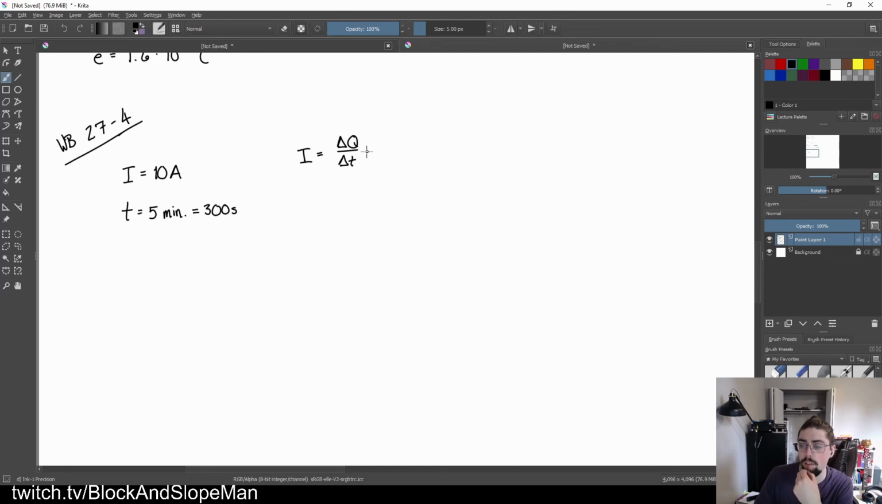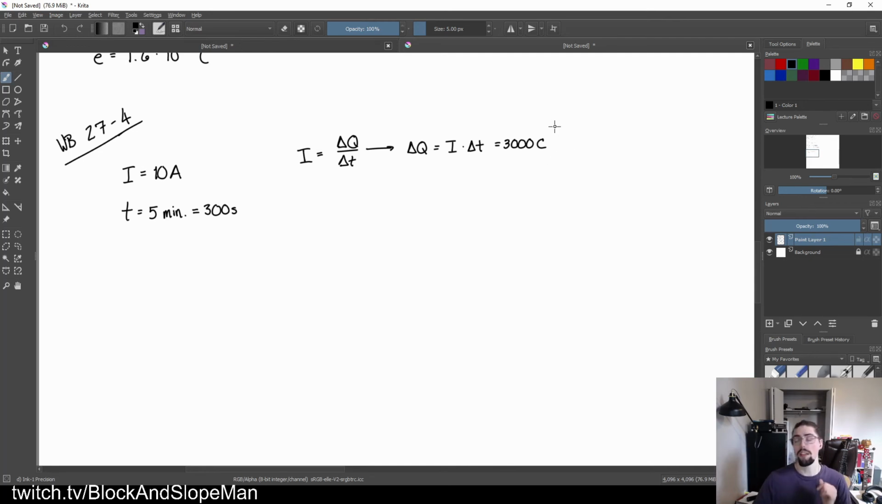If I'm interested in finding how much charge moves through, I could rearrange this and say, okay, well then delta Q, how much charge moves through, is just the current times however long it's running. Doing that would find me 3,000 coulombs. And hold on for a second. Pause right there. Think about what I just said.